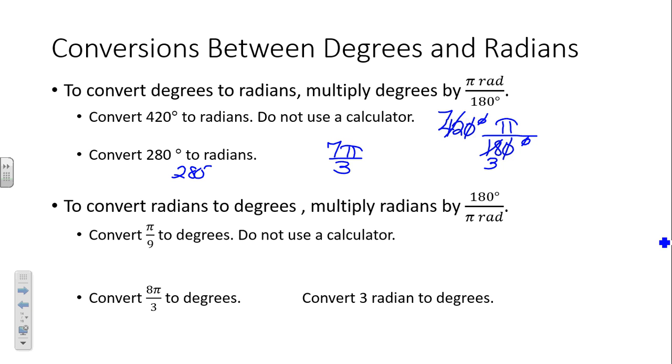280 is the same way. 280 degrees, we're multiplying by pi over 180 to make the degrees cancel. And 28 and 18 will reduce to what? What do they have in common? 2. So 28 divided by 2, and 18 divided by 2, and you're done. Okay?